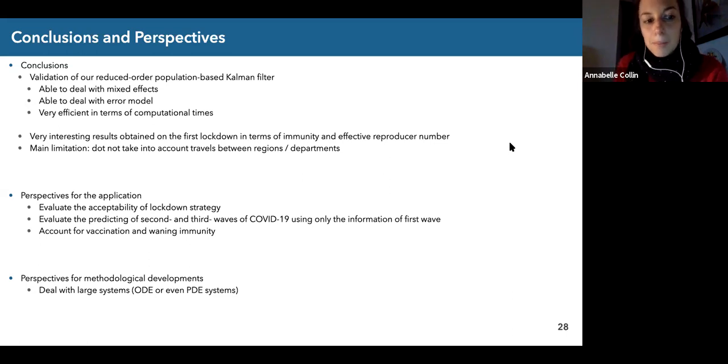As a perspective for the application, we want to evaluate the acceptability of lockdown strategy. So the idea is to look if the decrease of the transmission is more important in the department or in the region where the incidence is also more important. So this will be our first perspective. We want to evaluate also the prediction of second and third waves of COVID using only the information of the first wave. So it's a second perspective. And now, as we have some information about vaccination and waning immunity, we want to integrate it in our model.